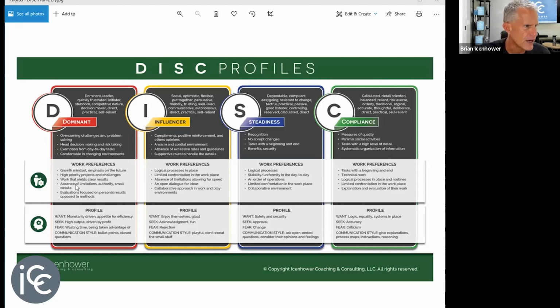With the D's here, from their profile, they are dominant and they are good at overcoming challenges and problem solving. They're usually the head decision maker and they're head of risk taking too. They are comfortable in challenging competitive environments. They always have a growth mindset, so they want to go. They want to do better. They want to move forward. They like change.